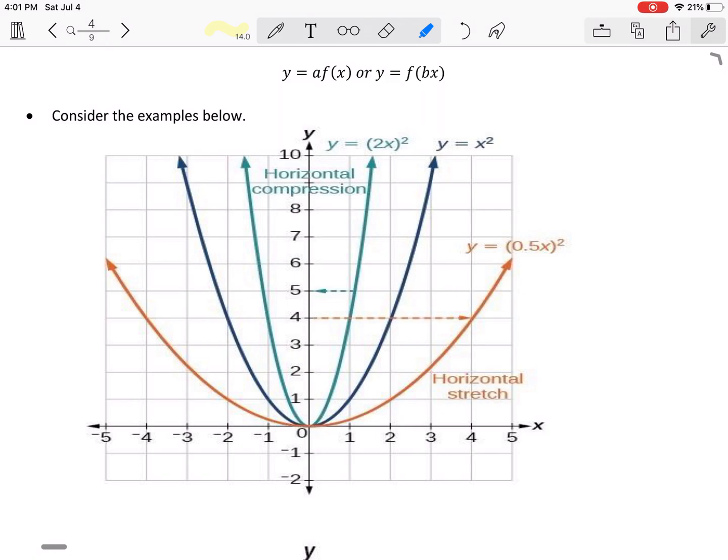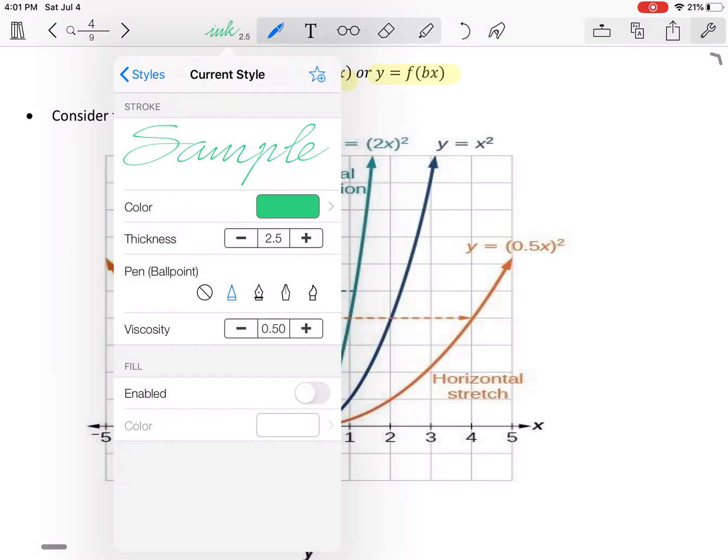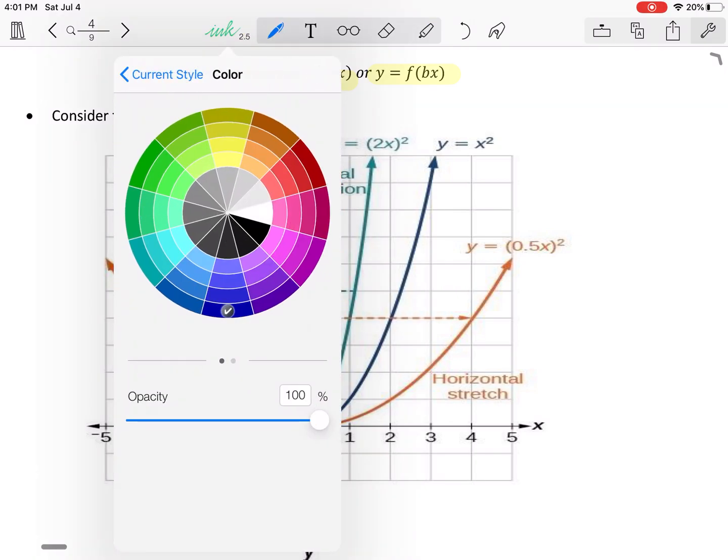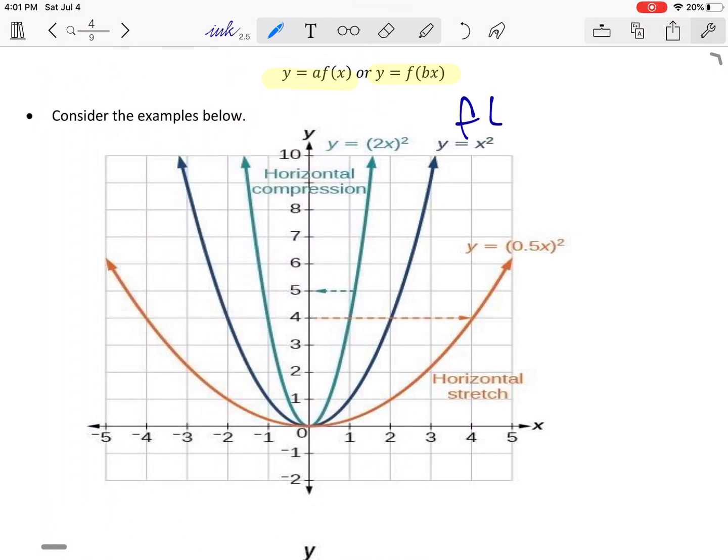Okay, so a would be the multiplier in that instance where you're multiplying in front of the function, and then b would be where the x value is being multiplied. So here's an example where you've got your base function. This would be f(x) right here, y equals x squared. So that's your base function.